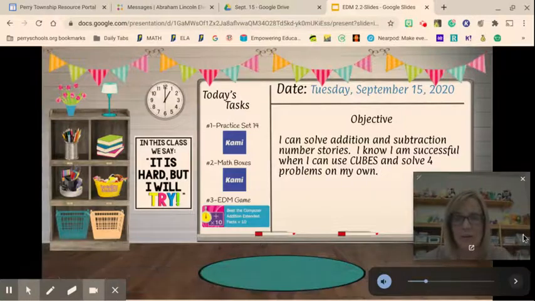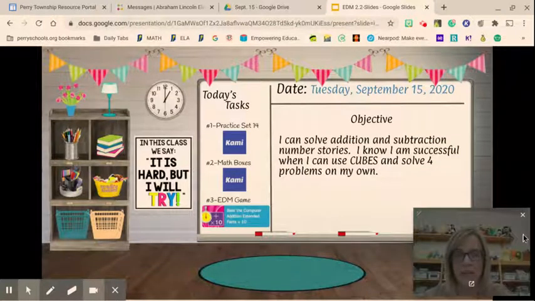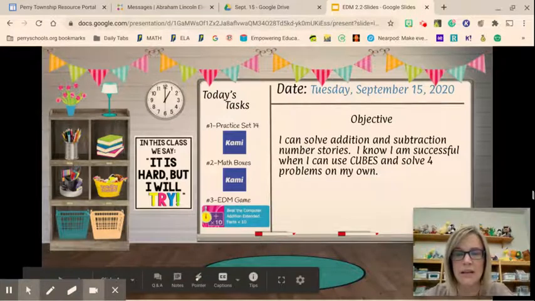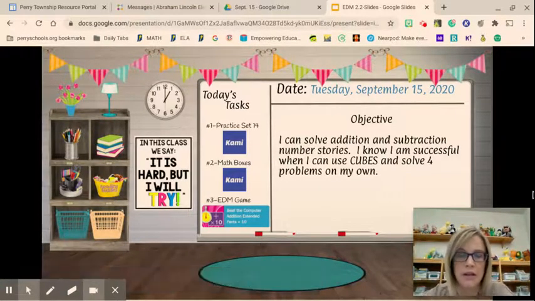Hey guys, for our lesson today, we are going to be looking at solving addition and subtraction number stories. I know I'm successful when I can use cubes and solve 4 problems on my own. So your task for today, you have 2 that you will complete in Kami. One will be the addition and subtraction number stories, and then the second one will be your math boxes. Once you finish that, you're going to play Beat the Computer addition extended facts times 10.